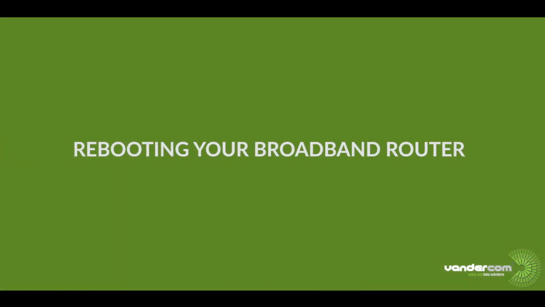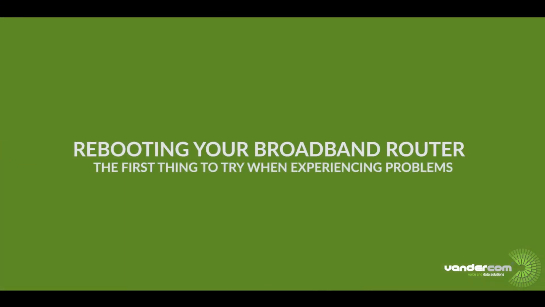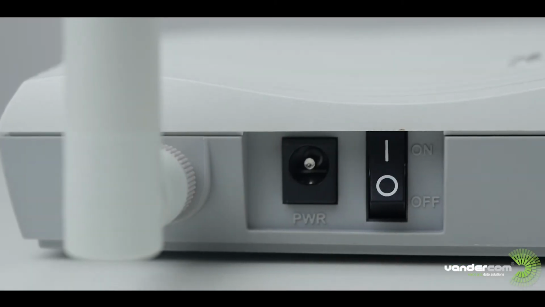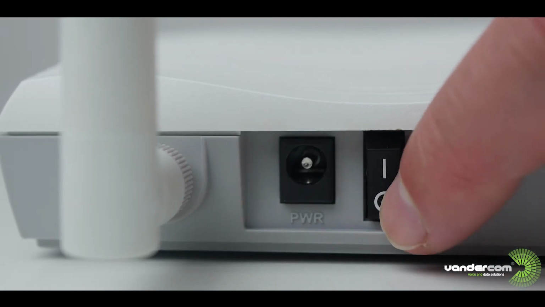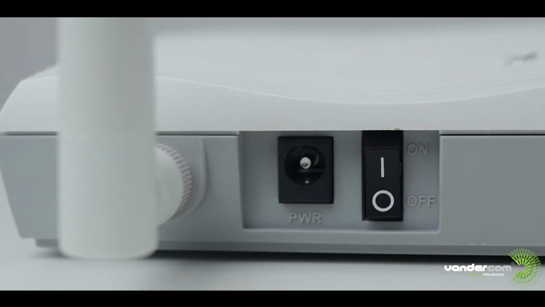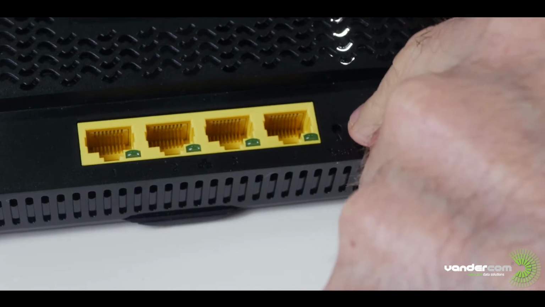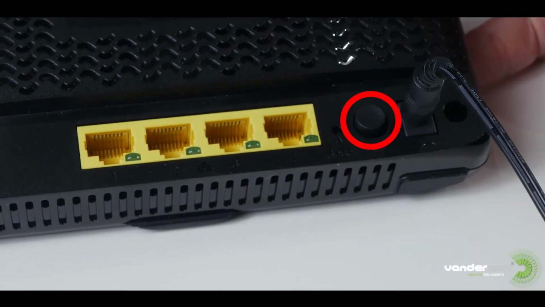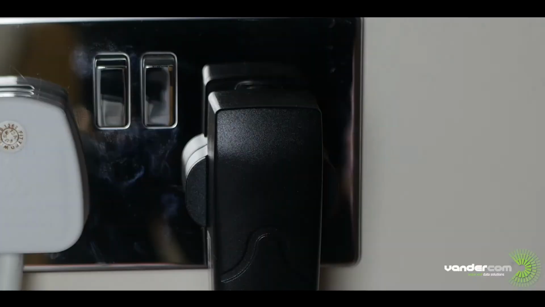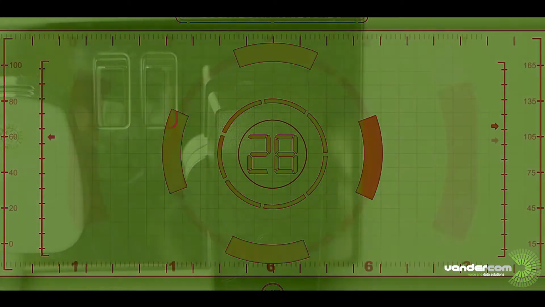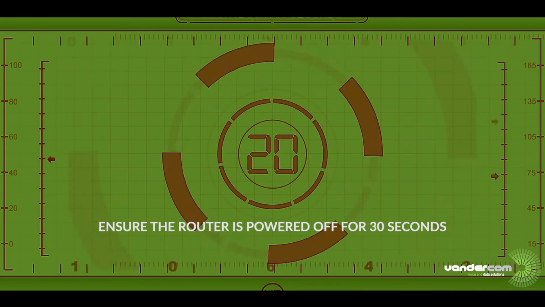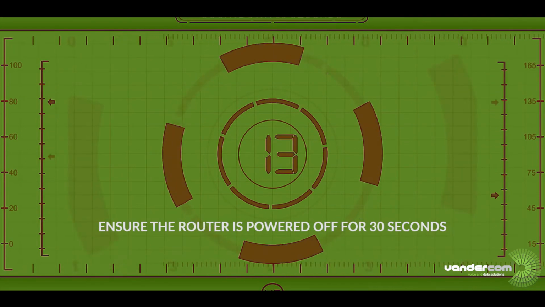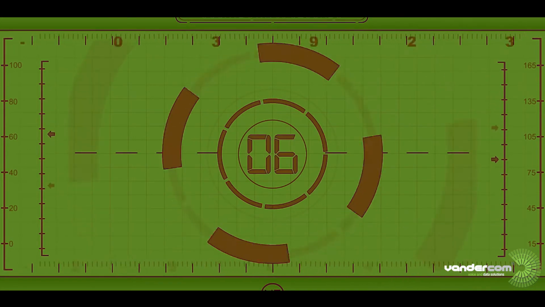Rebooting your broadband router. The first thing to always try when experiencing problems is to reboot the broadband router. Turn it off for 30 seconds by the on-off switch, or by disconnecting the power cable, or turning it off at the mains and then turn it back on again. It is important to ensure the router is powered off for 30 seconds to allow the broadband service to fully disconnect.